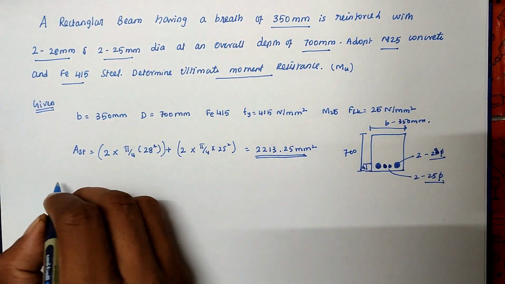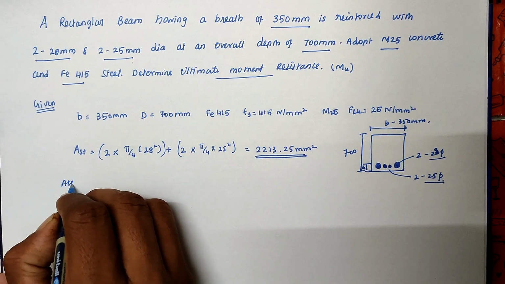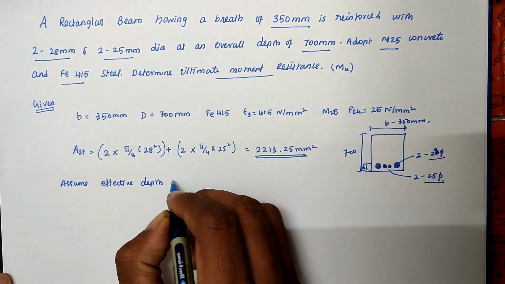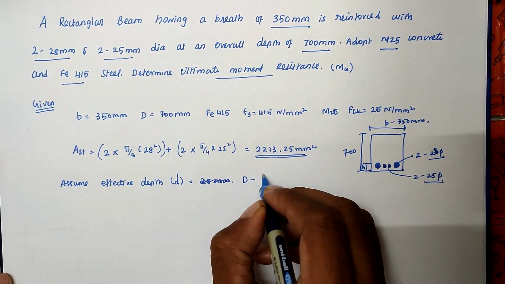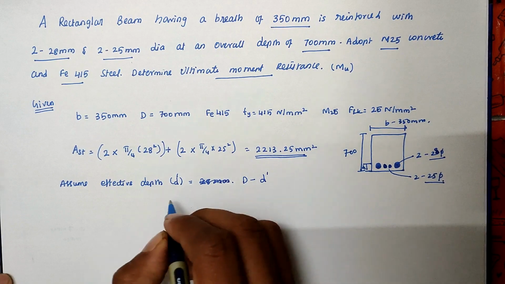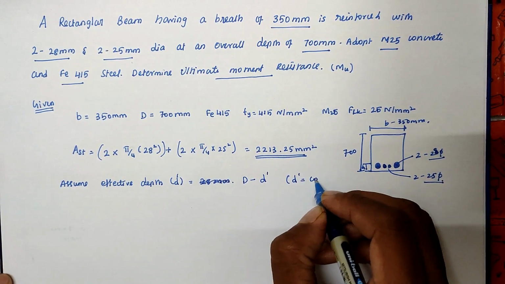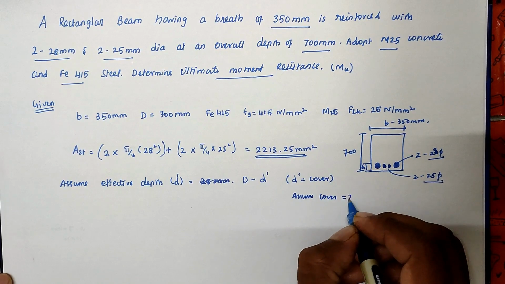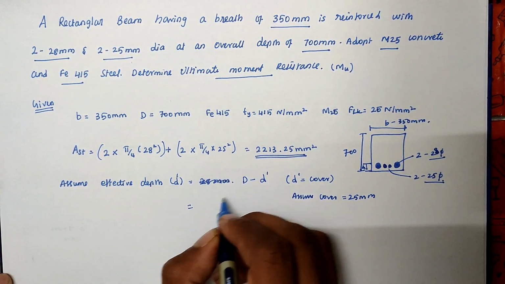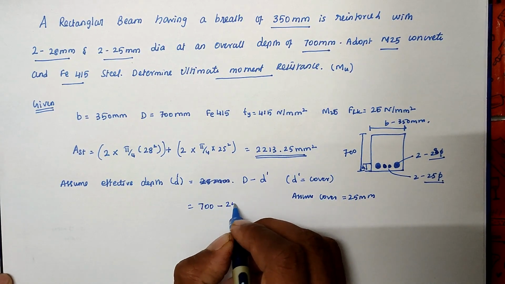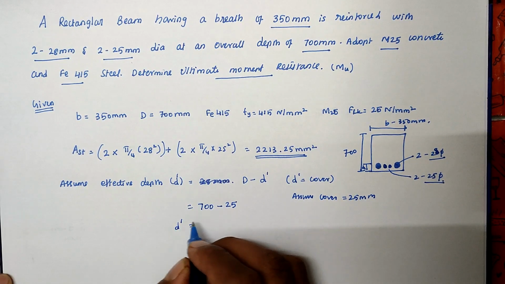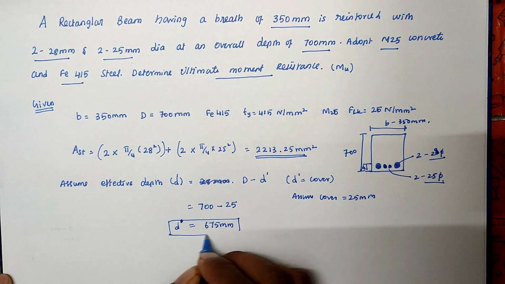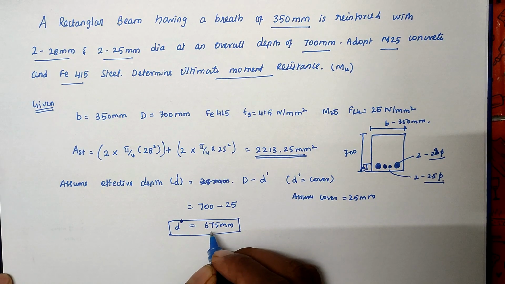So this is the area of reinforcement. Now we can assume the effective depth. d equal to capital D minus small d dash, where d dash equal to cover. We can assume the cover equal to 25 mm. The overall depth is 700 minus the cover value 25, so the effective depth d equal to 675 mm.